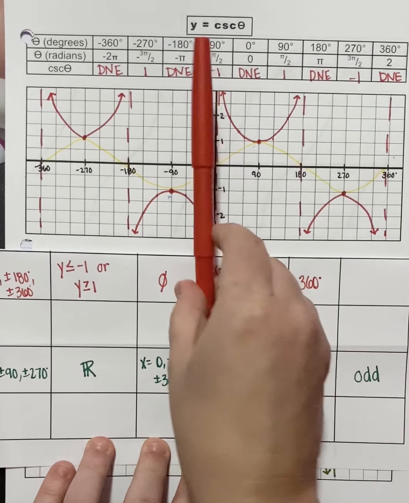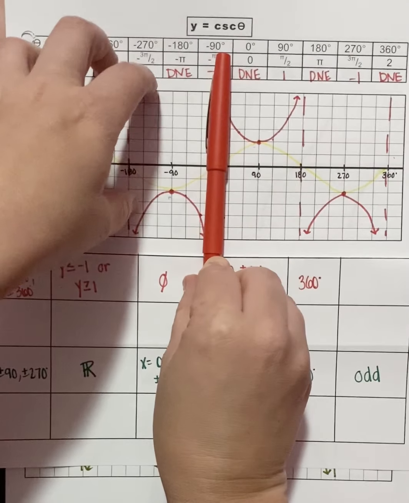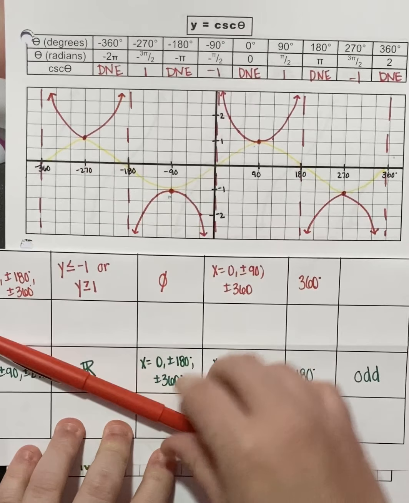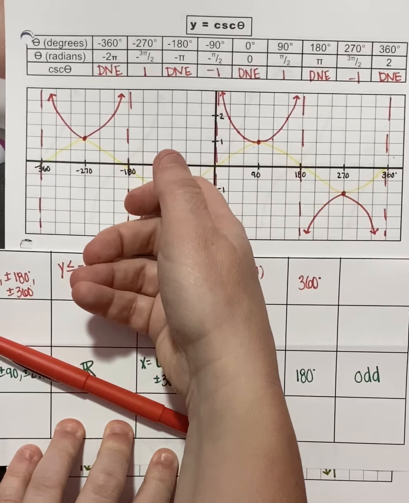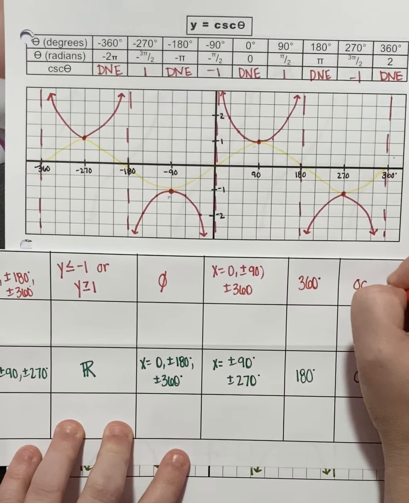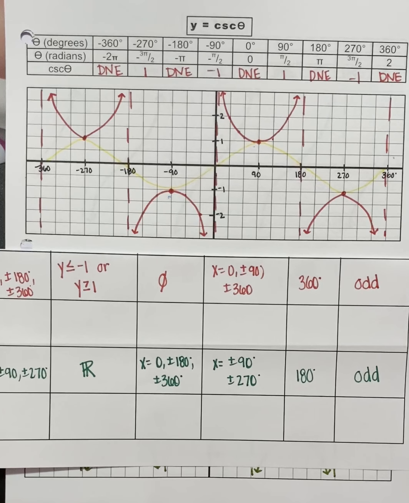Now, even, odd, or neither. Even function has to be symmetric with the y-axis. The right-hand side does not match the left-hand side, so it's not even. Is it odd? It sure is, because if I take this and scoot it around, it is going to come out to be the other one. Remember, we said cosecant was an odd function. The only two even functions we had were cosine and secant. Everything else was odd. So there's cosecant.